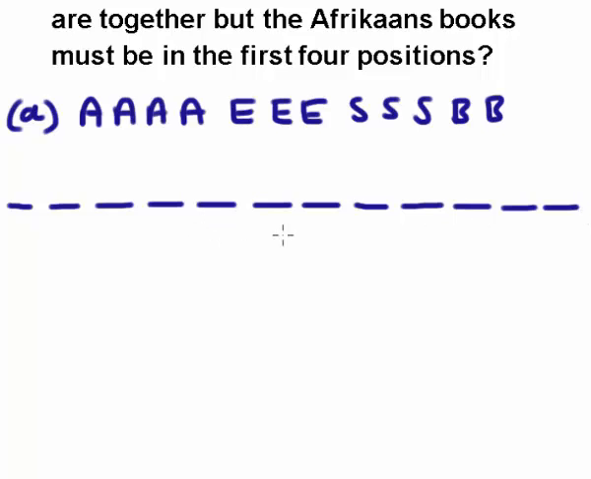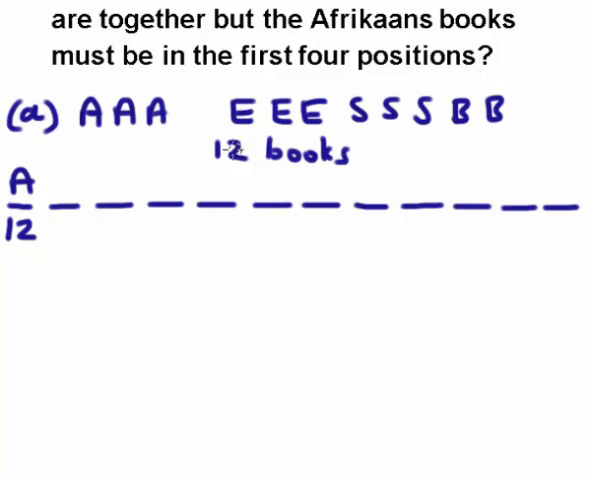Now, in how many ways can we do that? Well, if you think about it, you've got 12 books at the moment to choose from. So we can pick any of those 12 books. In the first position, we have 12 choices of books, and we might decide to take an Afrikaans book, and we pick at random any of those books, and we happen to choose an Afrikaans book. So let's put it into position.